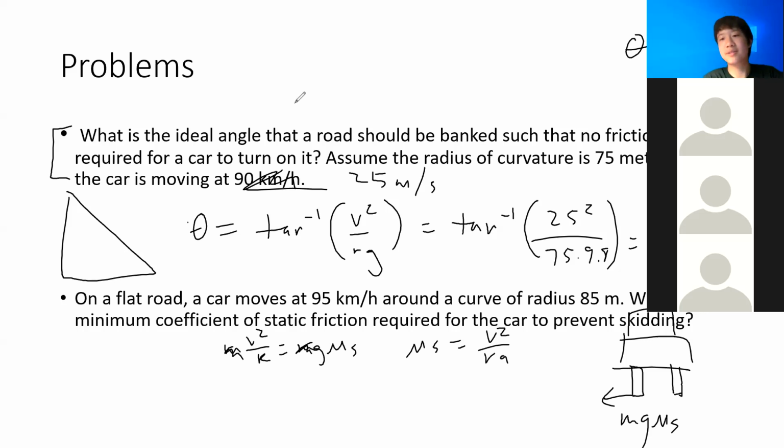Oh, would you look at that? That's basically what's in here. I think that's mostly a coincidence, though. So what is that? Let's first turn 95 into meters per second by dividing by 3.6. Square that, and divide by 85, divide by 9.8. Mu s is equal to 0.84. Yep. Okay, are there any questions?